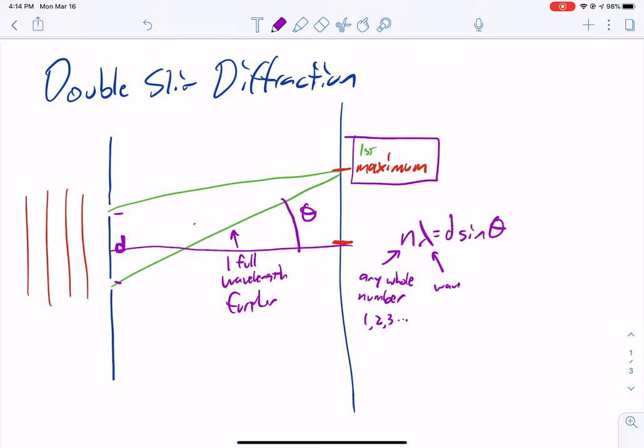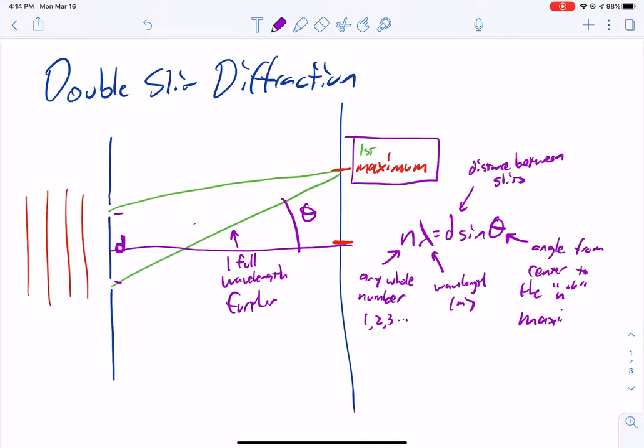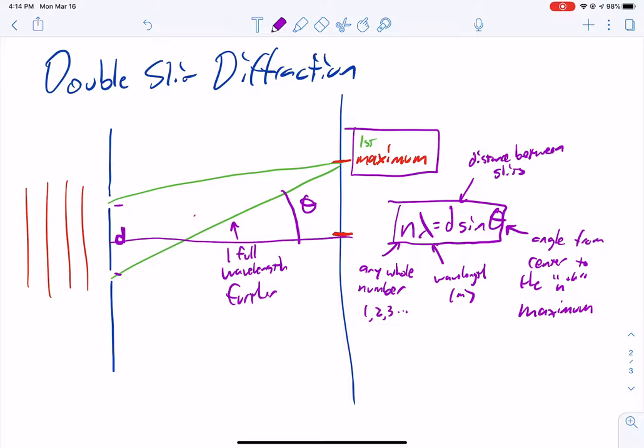Lambda there stands for wavelength, measured in meters. d stands for distance between slits, and theta is the angle from center to the nth maximum. When I say the nth maximum, if we're dealing with the first maximum, I'll use an n of 1. If I'm dealing with the fifth, I'll use an n of 5. And so here is our basic equation, n lambda equals d sine theta. With this, we're going to be able to find that angle. And obviously, as the n value goes up, our angle will get larger and larger.